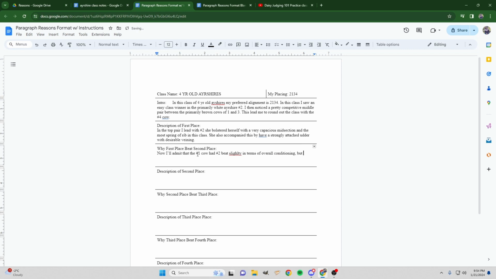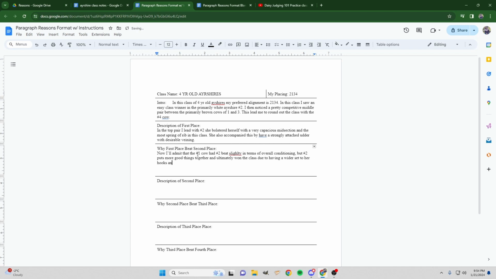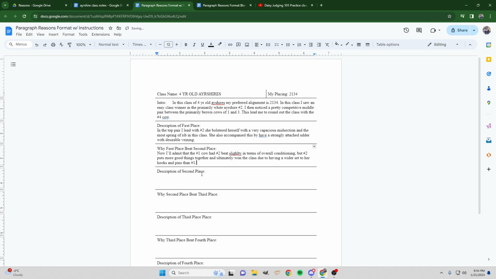But number 2 puts more good things together and ultimately won the class due to having a wider set to her hooks and pins than number 1. Okay, and now you can start seeing the set of reasons come together.